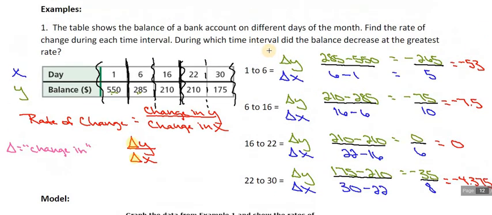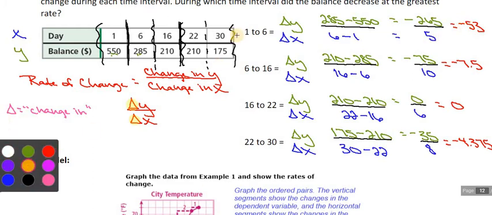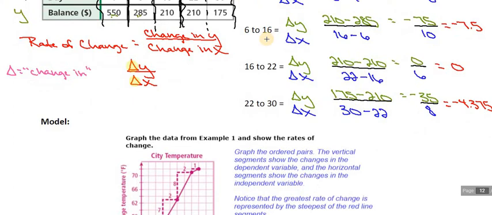Okay, so we have our different rates of change between each set of ordered pairs. During which interval did the balance decrease at the greatest rate? Well, that would be the interval from day 1 to 6. It decreased at an average rate of $53 a day. So the greatest rate of decrease occurred from days 1 to 6.